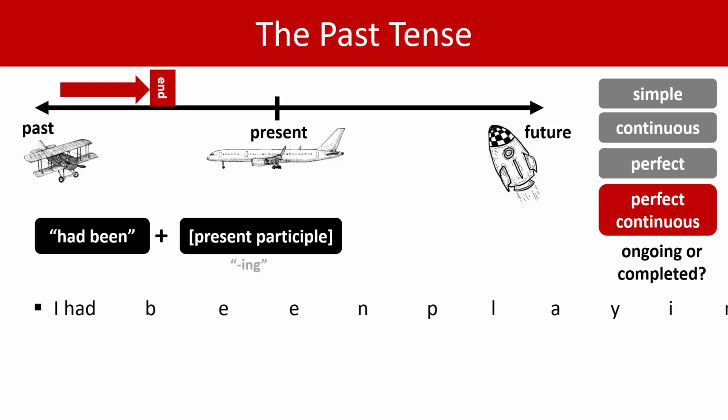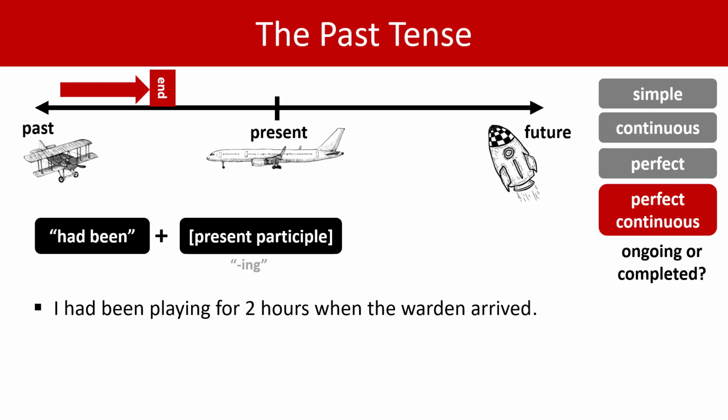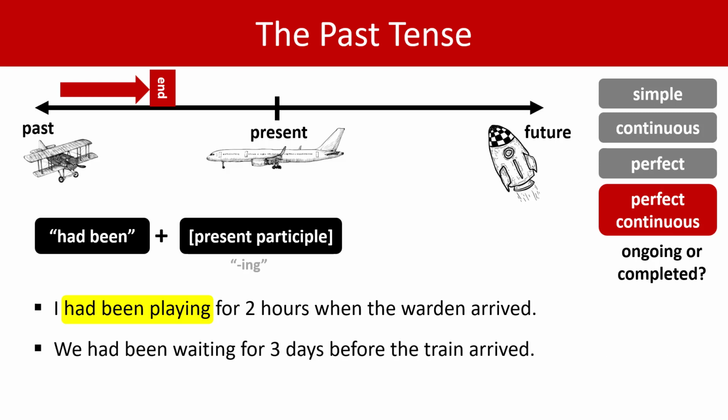Let's look at an example. I had been playing for 2 hours when the warden arrived. Had been playing. That's an ongoing activity that has now ended. We had been waiting for 3 days before the train arrived. Had been waiting. An ongoing activity that has now ended.